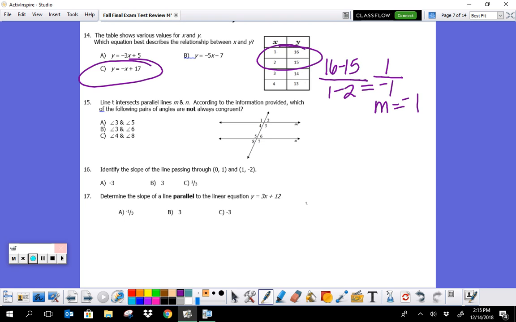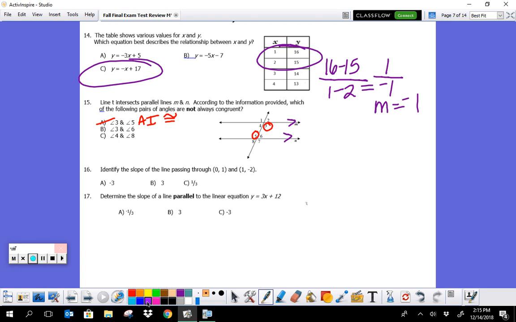Number 15, line T intersects parallel lines M and N. According to the information provided, which of the following pairs of angles are not always congruent? All right, so here we go. So 3 and 5, those are called alternate interior, and those are congruent. So it's not that one. We're looking for the one that's not always congruent.